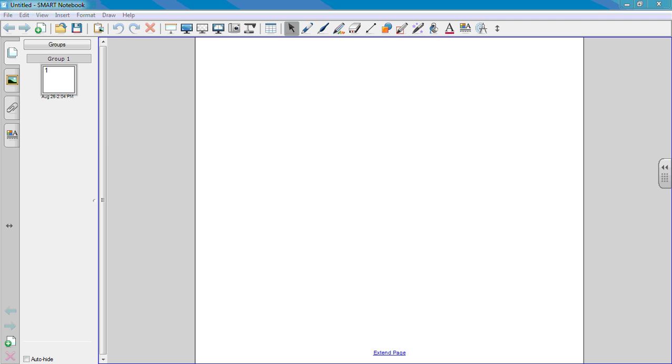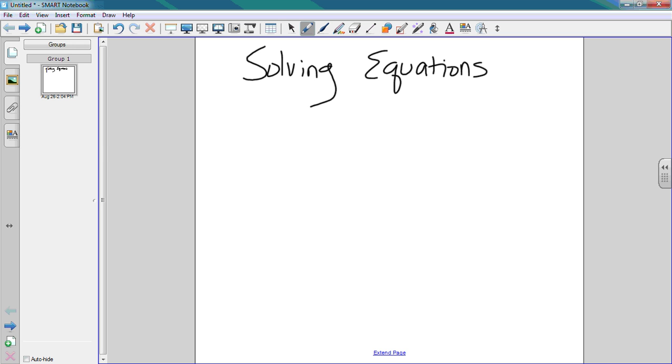Solving equations, that's the title. So if you want to put that on top, solving... Here's what an equation is. It's a mathematical sentence with a variable in it. For example, if I have a + 6 = -12.